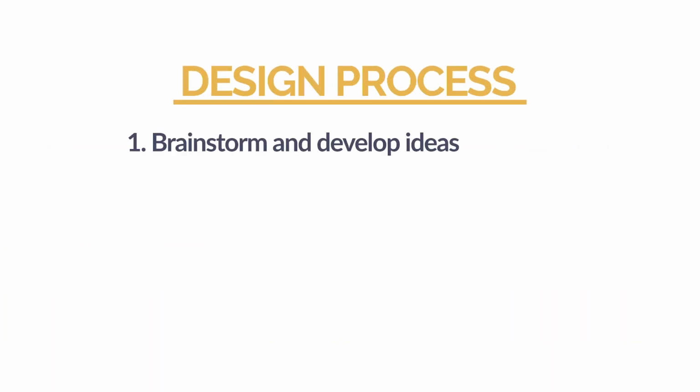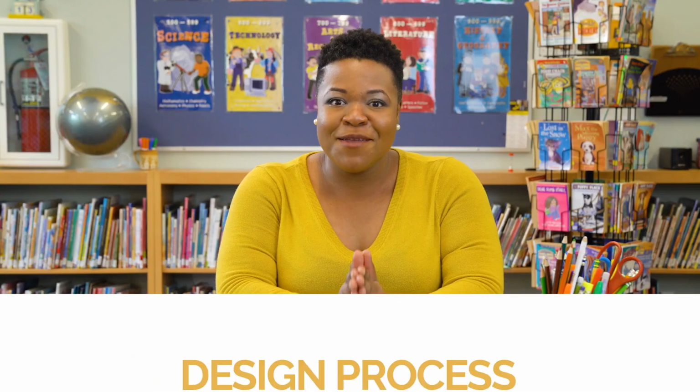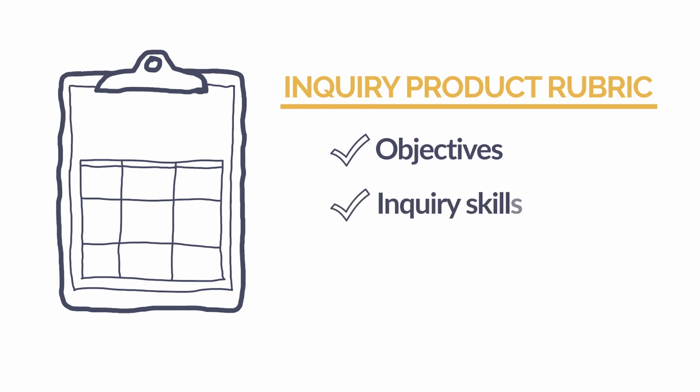Whatever product you and your students choose to create, the lessons of Module 6 will guide you through the stages of the design process, culminating in students sharing their work and reflecting on their learning and accomplishments. One important step in the design cycle that you won't want to miss is co-creating a final inquiry product rubric with students. You'll base your rubric on objectives from the investigation modules, inquiry skills, and student-generated success criteria.